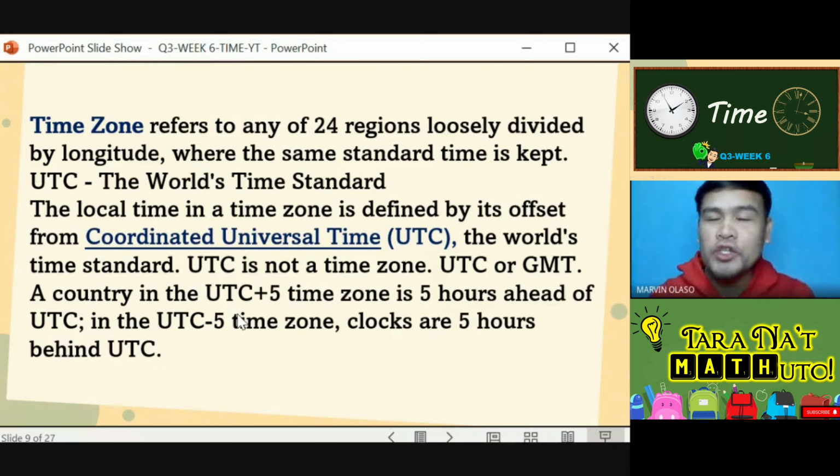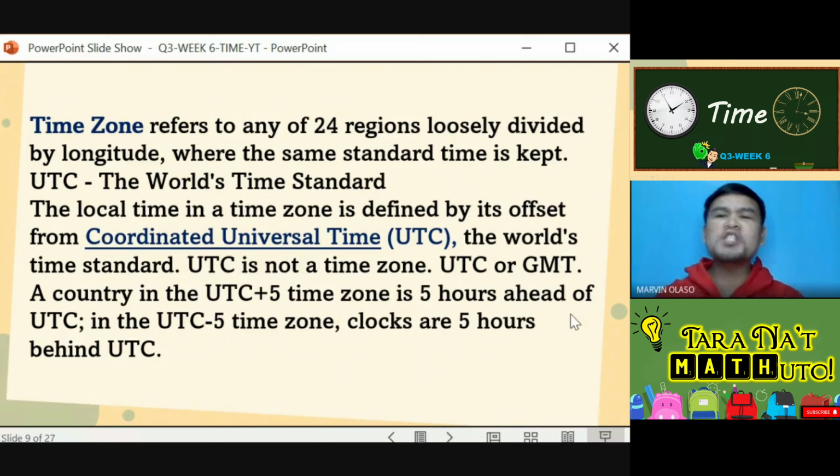Ayan. Yun, ano bang ibig sabihin ng UTC? A country in the UTC positive 5 time zone is 5 hours ahead of UTC. Ibig sabihin advance. In the UTC negative 5 time zone, clocks are 5 hours behind UTC. Ibig sabihin late sila ng 5 hours.